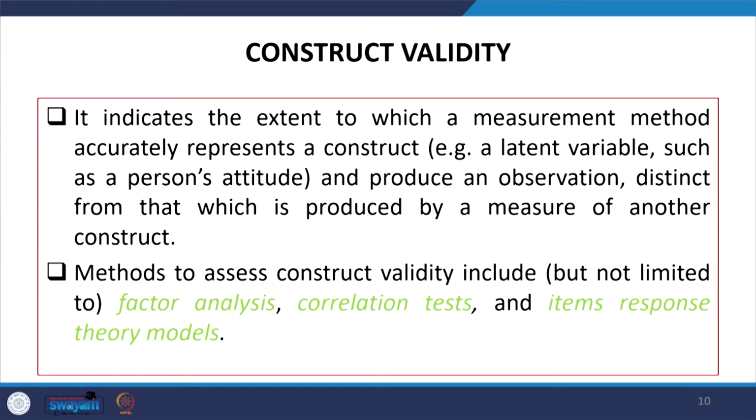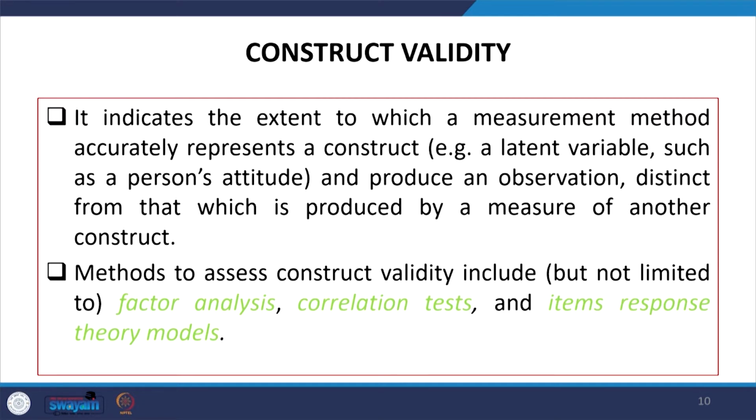Then the third one is called construct validity. Construct validity refers to the extent to which a measurement method accurately represents a construct. A construct could be your latent variable, such as a person's attitude, or produce observations distinct from that which is produced by a measure of another construct.